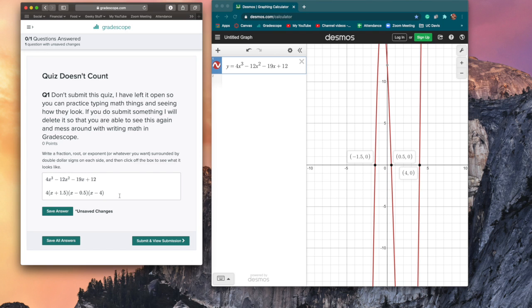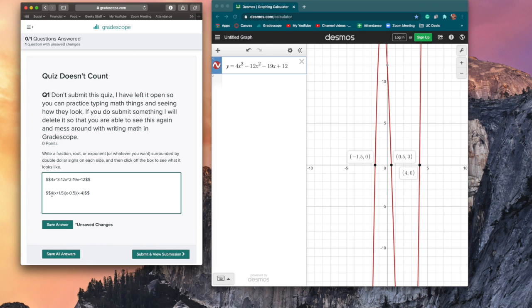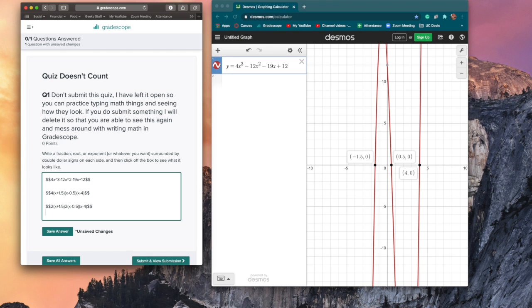I'd rather not have decimals. So what I'm actually going to do is distribute that 4. Well, I'm actually going to break the 4 up into 2 times 2. I want a 2 times that first factor. Basically, all the factors that have non-integer numbers, I want to make them integers.